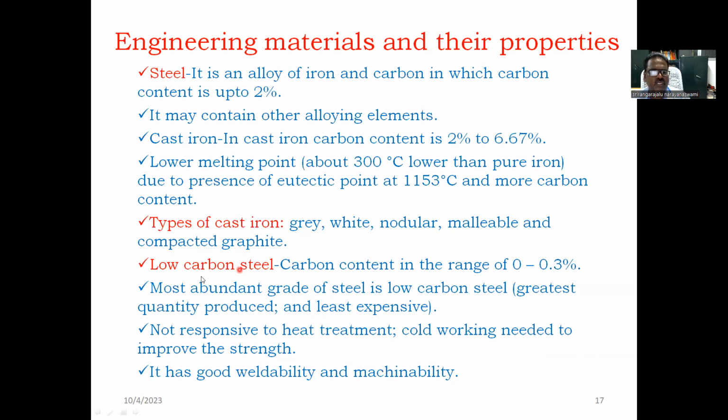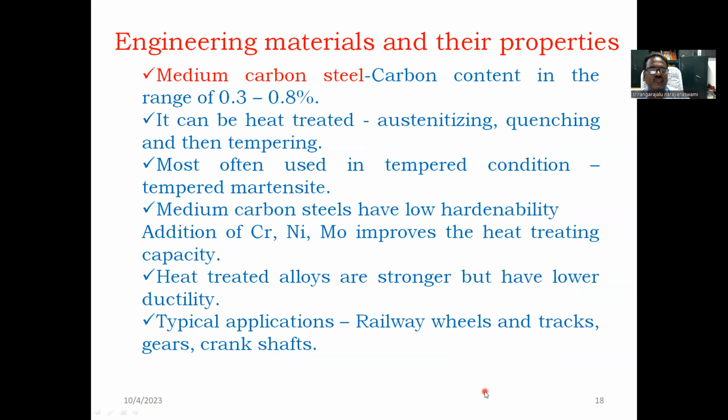Low carbon steel has a carbon content in the range of 0 to 0.3%. The most abundant grade of steel is low carbon steel, the greatest quantity produced and least expensive. It is non-responsive to heat treatment, and cold working is needed to improve the strength. It has good weldability and machinability.